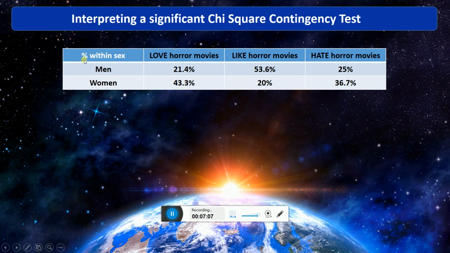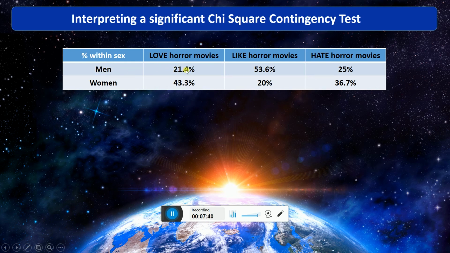Okay, but let's look at this one. So again, what you do is you look at the percentage of people within just one of your variables. So right now we're looking at sex. If we're looking at percent within sex, then what we're looking at is the breakdown of the percentage of men, in this case, who love, like, and hate horror movies. So we're looking within just the men.